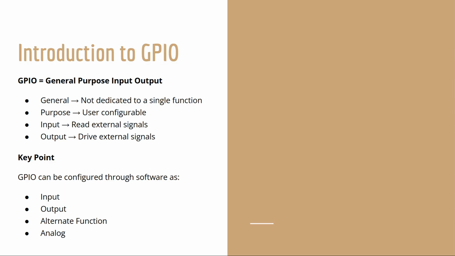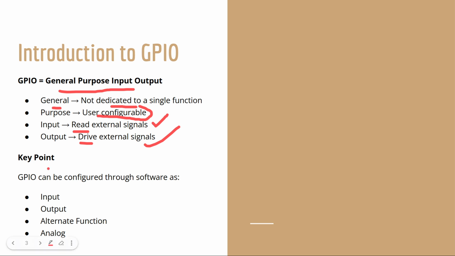GPIO, you all know the full form, which is nothing but general purpose input output. General purpose in the sense that it is not dedicatedly defined for a single function. We can configure it according to our requirement. It is not specifically or dedicatedly designed for any specific function. According to our use case, we can configure the GPIOs. Input is the one which is used to read the external signals, and output is the one which drives the external signals.